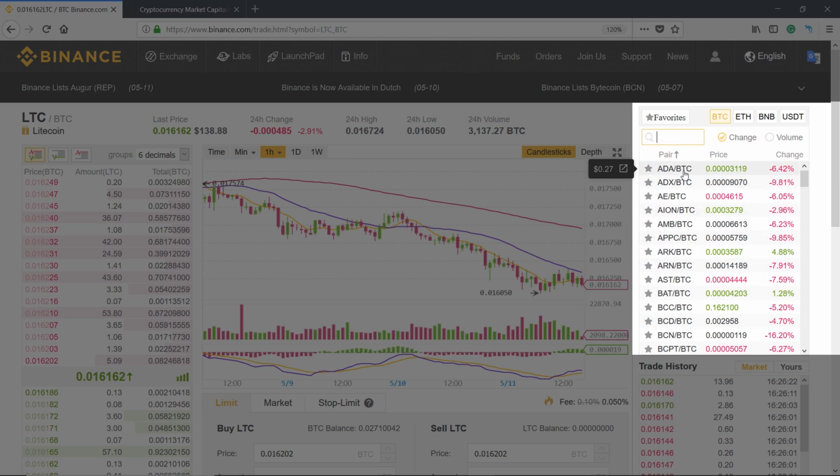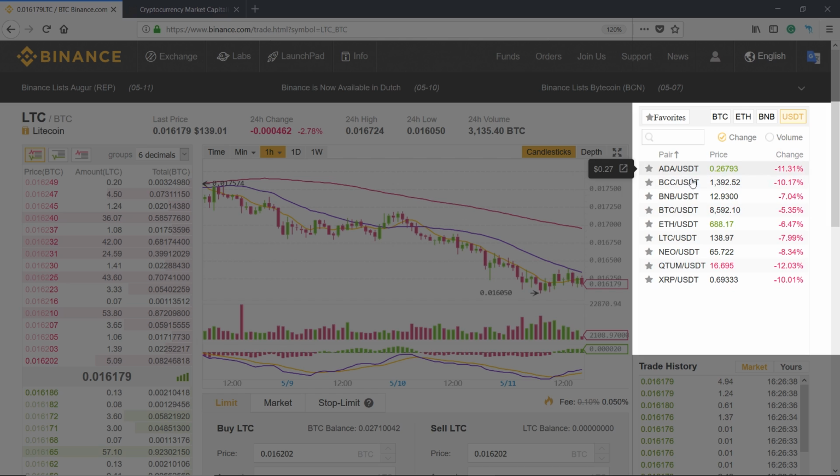So ADA/BTC means that this ADA coin, Cardano in this case, is worth this amount in Bitcoin. Or you can switch it to Ethereum, and now this is the amount in Ethereum. This is the amount in Binance coin, and the most stable, of course, is USDT, which is Tether, which is tied to the US dollar.